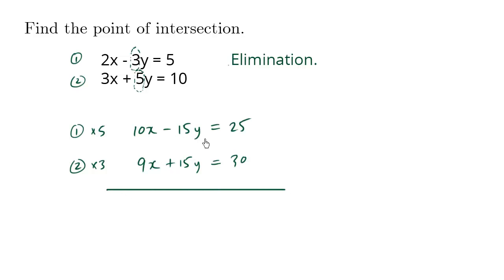Focusing on the y's, I see there's a minus 15y, there's a plus 15y. When these have opposite signs, you're just going to add. So adding top and bottom equations, 10x plus 9x is 19x. Adding this negative 15y with the positive 15y, these cancel out and disappear, becomes plus 0. Equals, adding these, we get 55. Dividing both sides by 19, we get x is equal to 55 over 19.